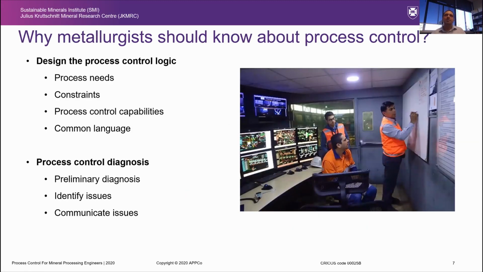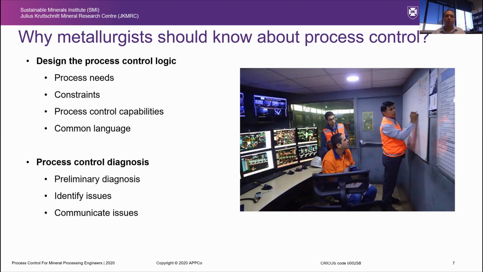And why should we, as metallurgists, care about process control? I was thinking that if I want to discuss that with metallurgists, I would group it into two aspects. One of them is at the design stage, specifically looking into the control logic, as I briefly mentioned at the beginning as well. So we want to look into the process control logic in terms of the process performance as well.